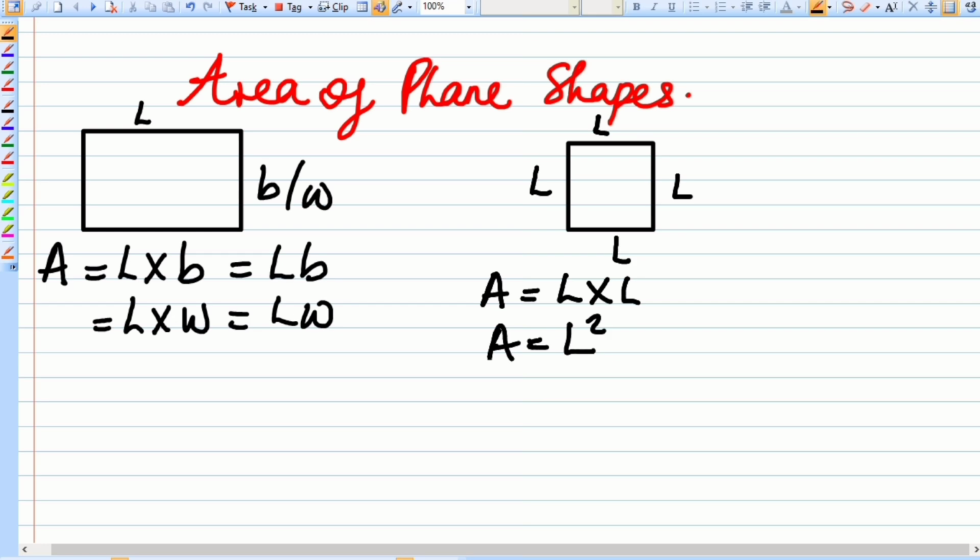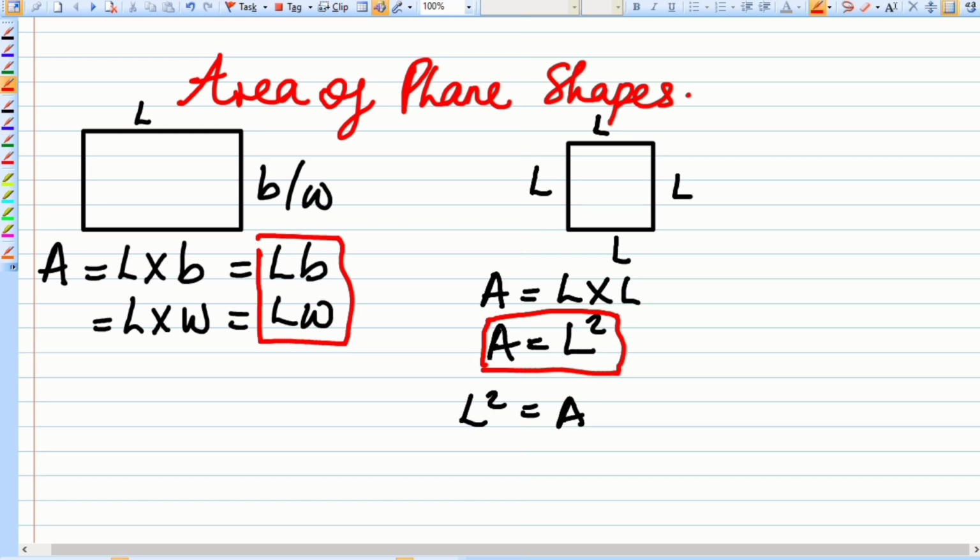Now, what if you're given the area and you're asked to find the side length of a square? So we just make L the subject of the formula. So when we have L squared equal to A, alright, let me just separate this one. This formula is for area. These two are also for that of a rectangle.